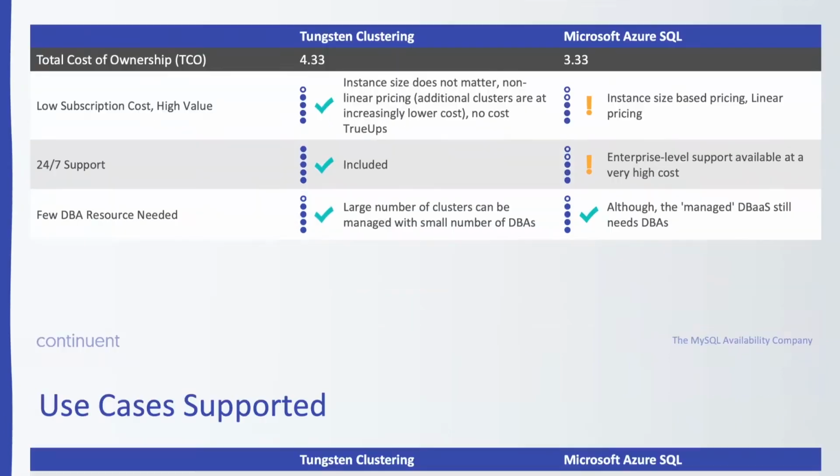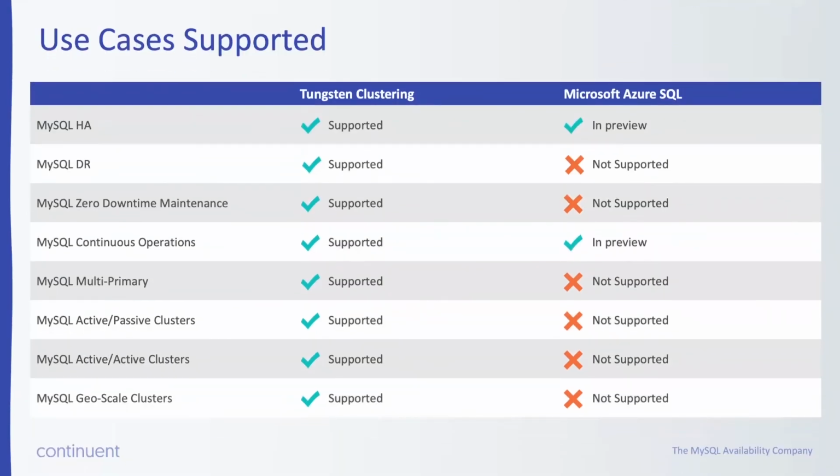And overall, use cases supported. So MySQL HA, DR, supported with Tungsten Clustering. HA is sort of supported in Azure, but the flexible server is in preview mode. Not really much in the way of support for DR, especially for flexible server at the moment. Zero downtime maintenance, again, that's Tungsten, but not Azure. And again, most managed services do not do zero downtime maintenance.